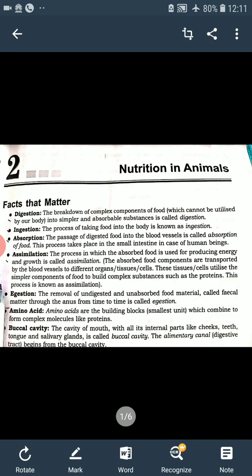Next, that is ingestion. The process of taking food. Whenever the digestion process is going to start, first we have to put food in our mouth, right? So the process of first putting food in the mouth is called ingestion. The process of taking food into the body. Here ingestion means mouth, and the mouth is also called the buccal cavity.